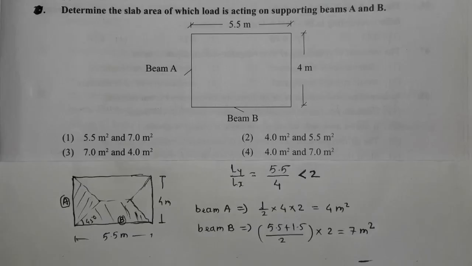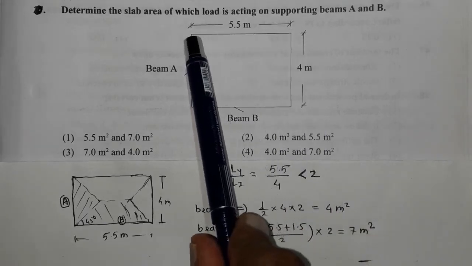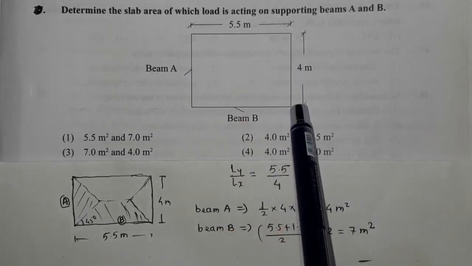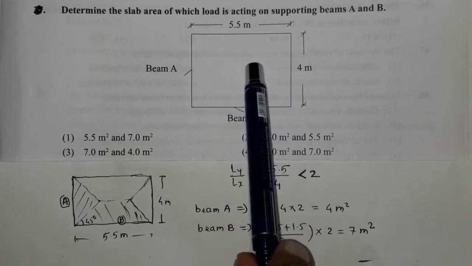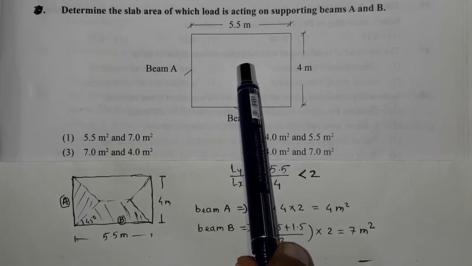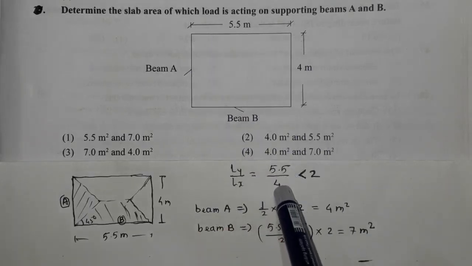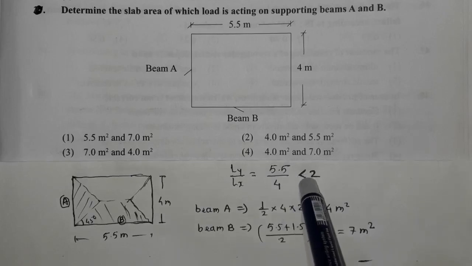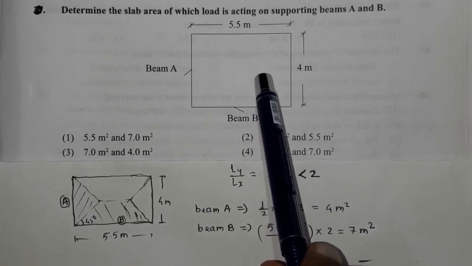Next question. Determine the slab area of which the load is acting on supporting beams A and B. Now they have given this slab. The dimensions are 5.5 meter by 4 meter. Now we'll have to check whether this slab is one-way slab or two-way slab first. So Ly is 5.5 and Lx is 4. 5.5 divided by 4, which is going to be less than 2. As such, the slab will be a two-way slab.